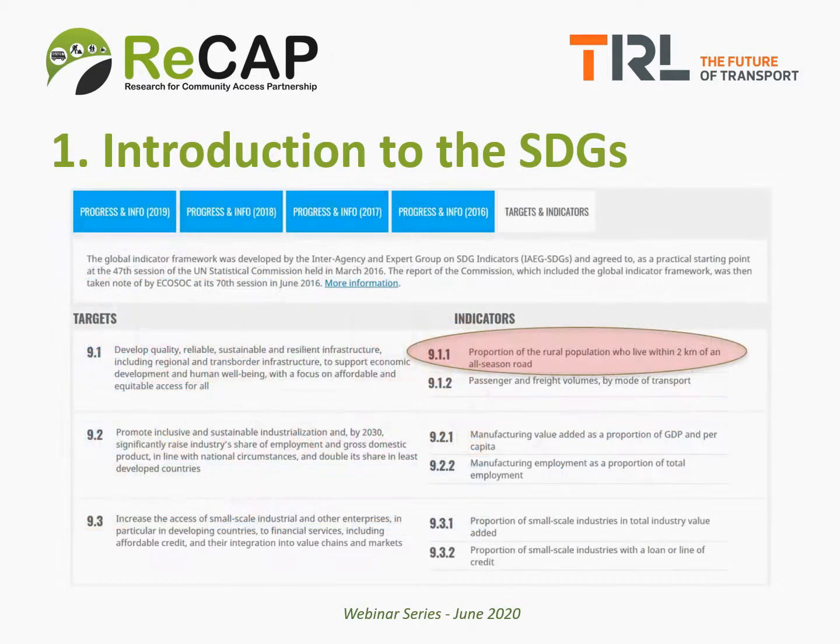The aim of SDG 9 is to build resilient infrastructure, promote inclusive and sustainable industrialization, and foster innovation. Under SDG 9, Target 9.1 has the aim to develop quality, reliable, sustainable, and resilient infrastructure. This is a very wide-ranging target, and the indicators provide a means to monitor progress with meaningful data. SDG 9.1.1 measures the proportion of the rural population who live within 2 kilometers of an all-season road, which is exactly the same definition as the RAI. Currently, the World Bank methodology as developed in 2016 is used to measure this indicator.